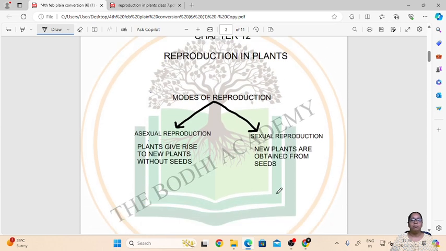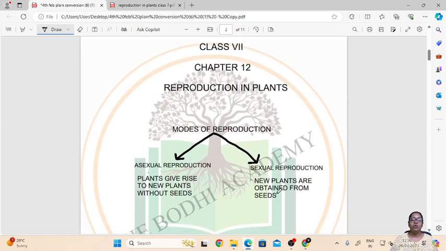So reproduction in plants takes place in two modes. The modes of reproduction in plants are asexual reproduction, which is the first mode. In this type of reproduction, plants give rise to new plants without seeds. And in sexual reproduction, new plants are obtained from seeds. So these are the two modes of reproduction in plants. First is asexual reproduction and second is sexual reproduction. So in our today's class, let us learn in detail the first mode, that is asexual reproduction.